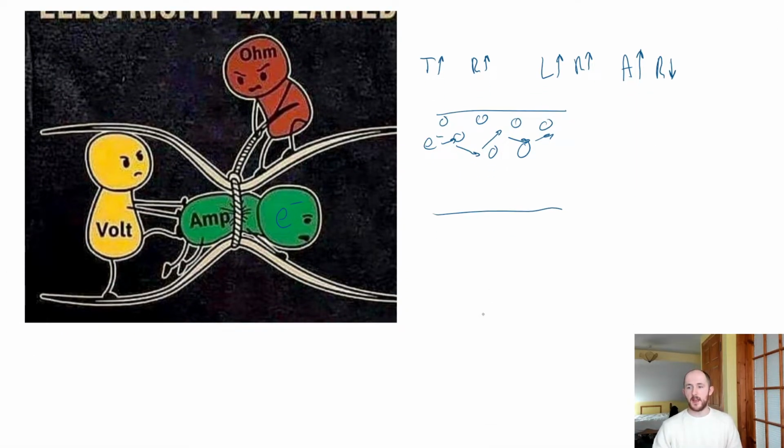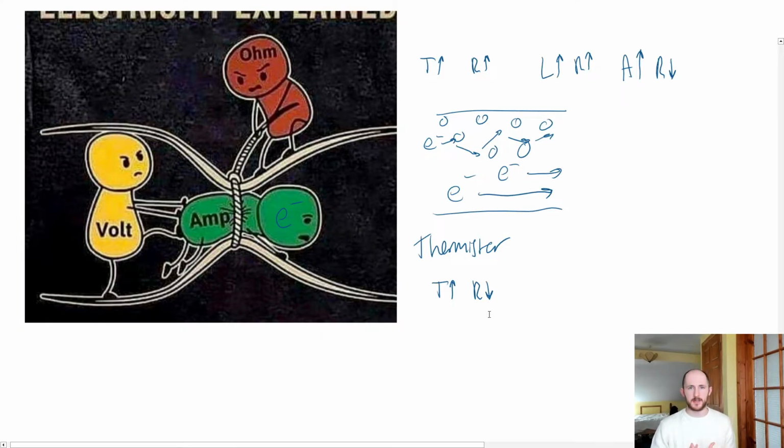Now, of course, you have some special cases. So with a thermistor, which is a temperature dependent resistor, as temperature increases, resistance actually decreases. The reason for this is, remember what electricity is. It is electrons that are passing through a material. With a thermistor, as you heat up the material, more electrons become free, which means you have more electrons which are able to pass through the material, so what we measure is a decrease in resistance.